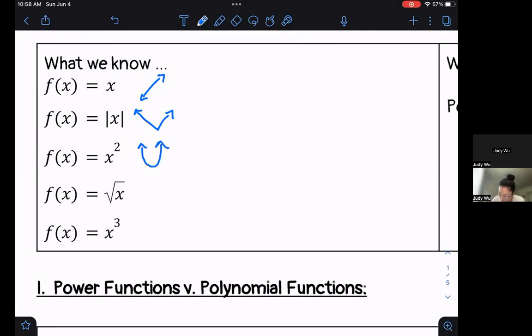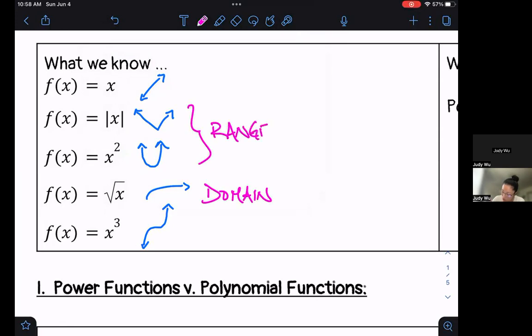We know that the square root of x is sort of something like this, right? It has a restricted domain. That's sort of the first time we've seen the restricted domain. And lastly, we know that f of x equals x cubed looks something like this, okay? And so we have some that have restricted domain issues, and we have some that have restricted ranges, right? Our absolute value of x can't have a negative number come out, and x squared can have 0 come out like the absolute value, but not anything negative either, okay?